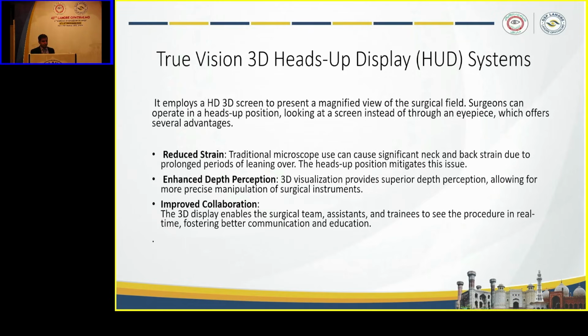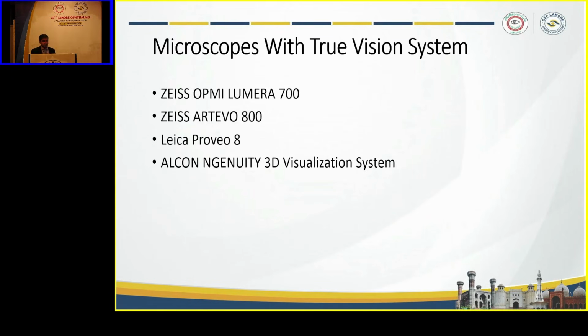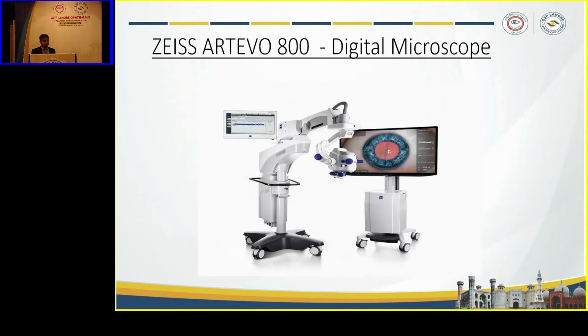advantages like reduced strain. Prolonged periods of leaning over with conventional microscopes cause significant neck and back strain, so the heads-up position mitigates this issue. There is enhanced depth perception and improved collaboration with the assistant trainees, fostering better communication and education during procedures. The systems with TrueVision are Zeiss Lumera 700 and Artevo 800, Leica Proveo 8 and Alcon Ngenuity 3D visual system.